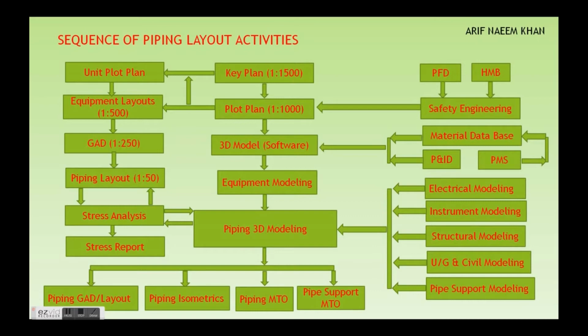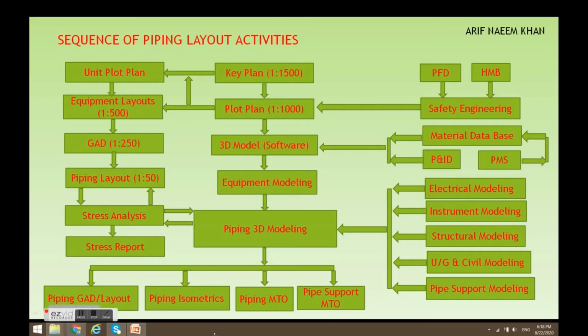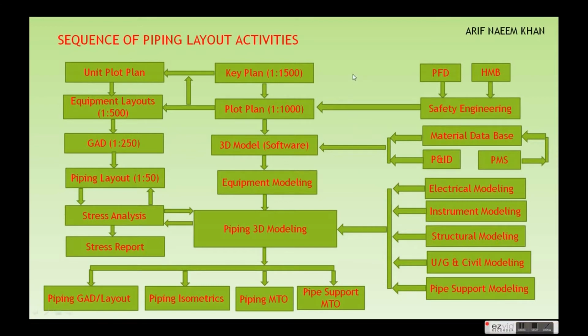After 3D modeling, you can see we have GADs and layouts extracted from the 3D model, and piping isometrics extracted from the 3D model. I mean, these are the construction drawings. Piping MTO we can extract directly from the 3D model. This piping MTO can again go directly to procurement, and then pipe supports MTO from the 3D model.